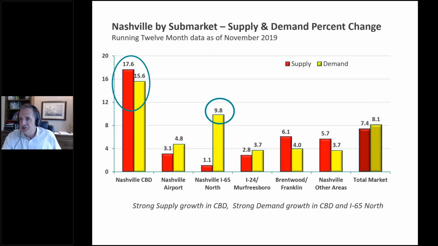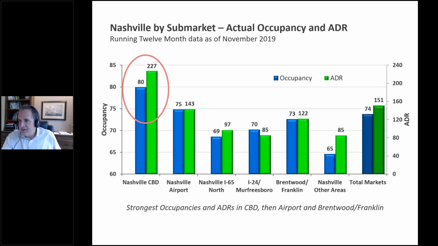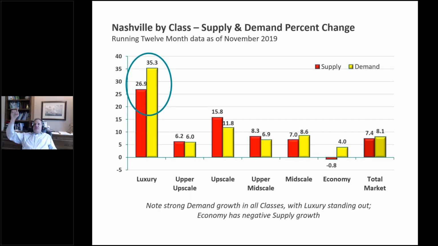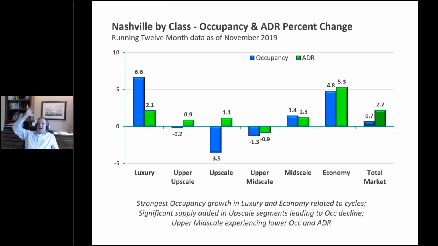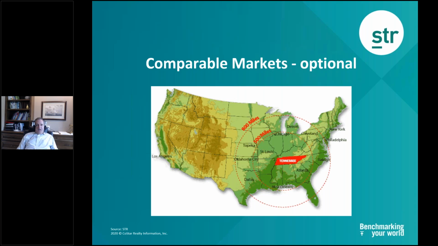So think about it. We're looking at submarket data, supply and demand percent change, OCC and ADR percent change, and then OCC and ADR actuals. Then we look at Nashville by class, looking at supply and demand percent change, big increases when it comes to the luxury group of hotels. Then Nashville by class, OCC and ADR percent change, and occupancy and ADR actuals and where they're actually at right now. So that is the market breakdowns.